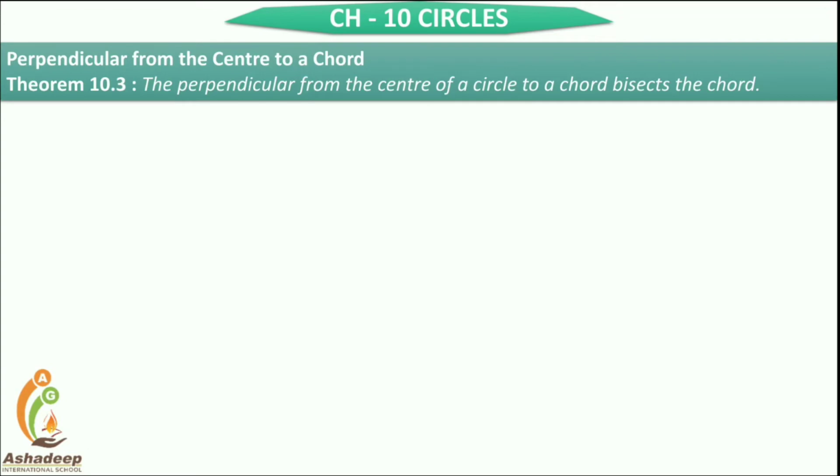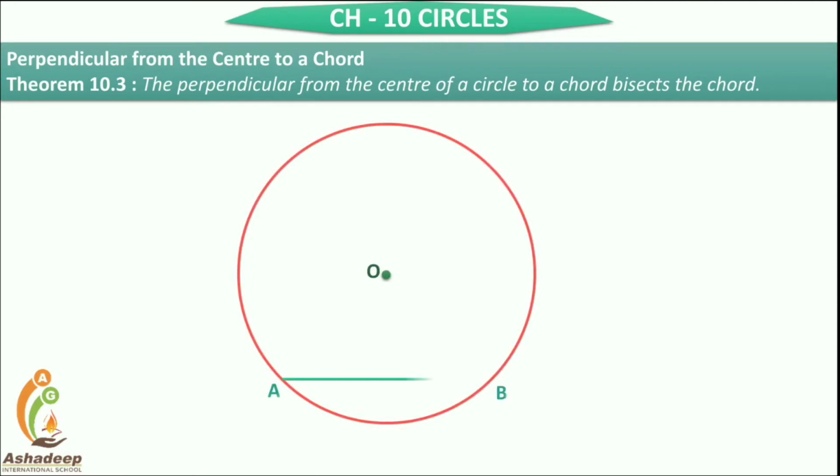Now 10.3, perpendicular from the center to the chord. Perpendicular from the center of a circle to the chord bisects the chord. So now what does it mean? If I have a circle with the center O with the chord AB, now what we are doing is drawing a perpendicular line from the center to the chord, so what will it do to the chord? Bisect. Meaning this part and this part both will be equal.